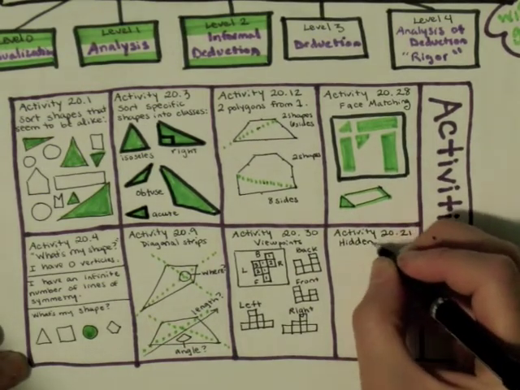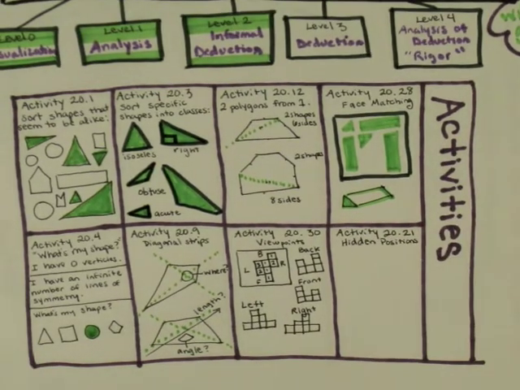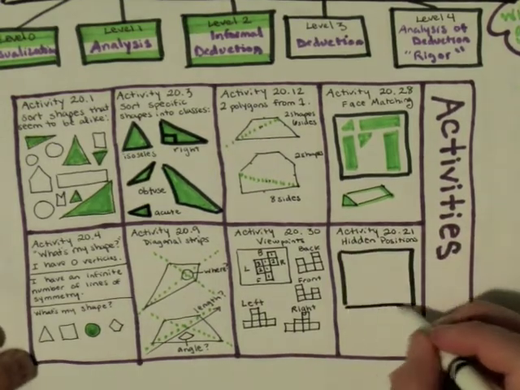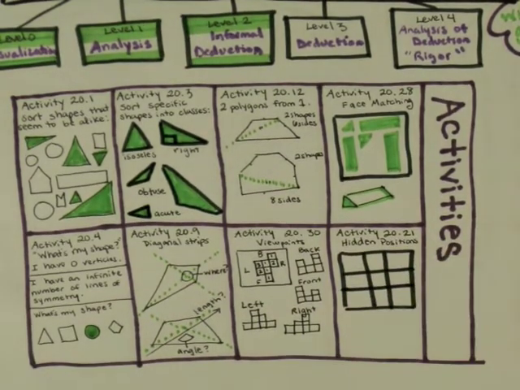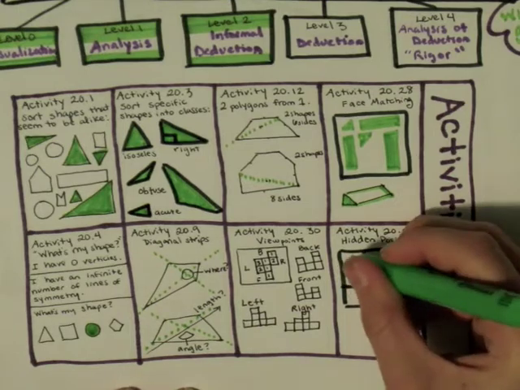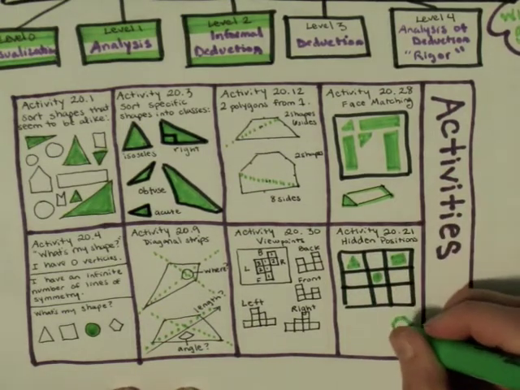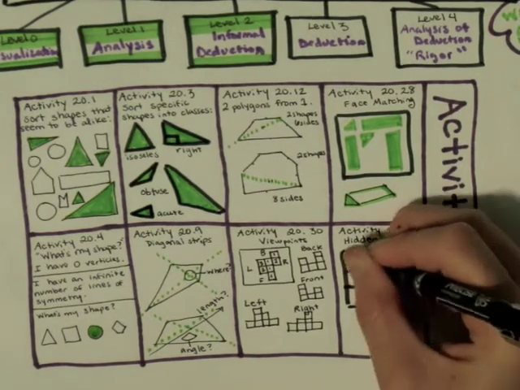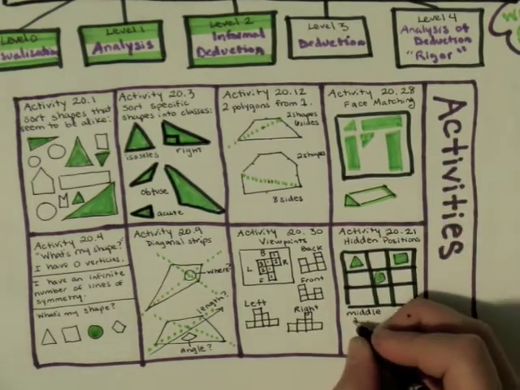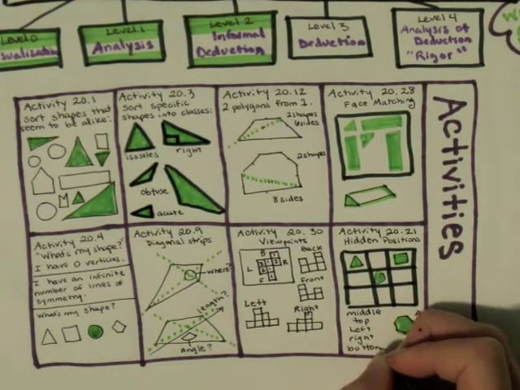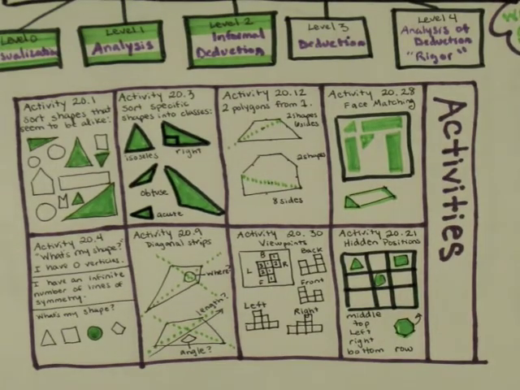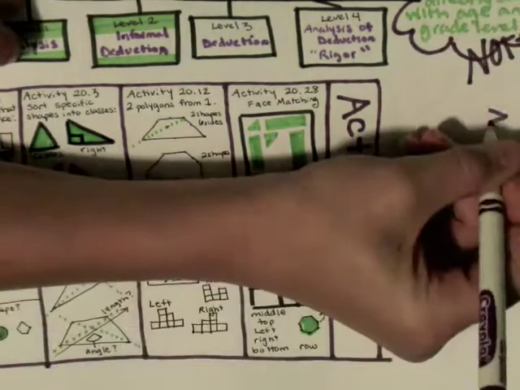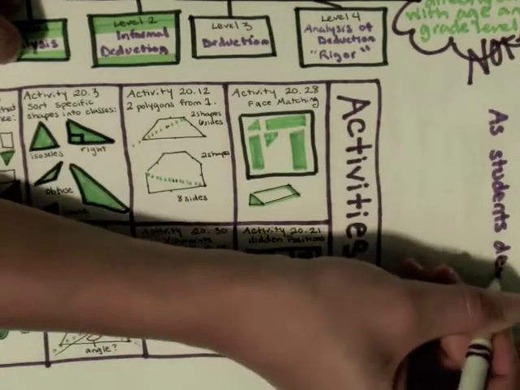And finally, in activity 20.21, students will work with a partner to determine hidden positions. A student will place 4 different shapes on a placemat, and their partner will have the same, and only through the description using words such as middle, top, left, right, bottom, and row will the partner be able to create the same placement.